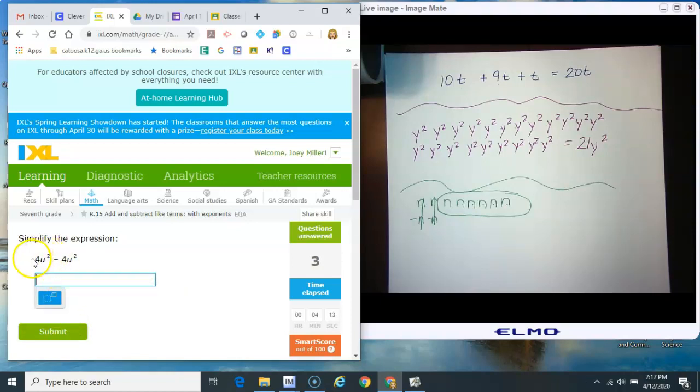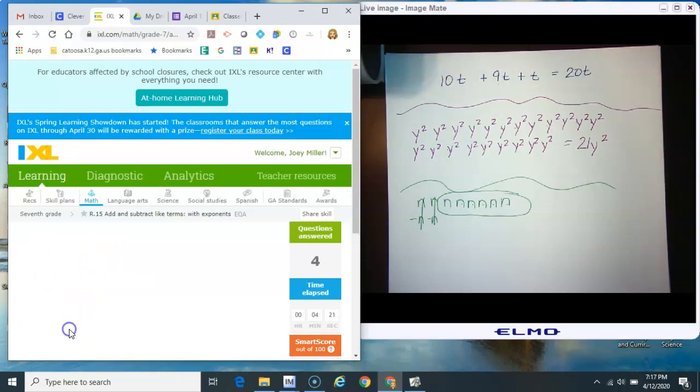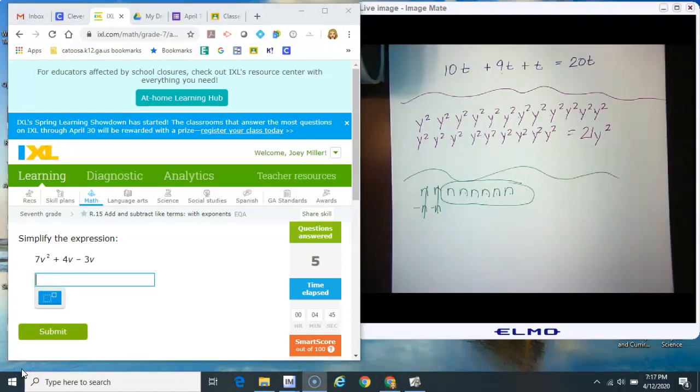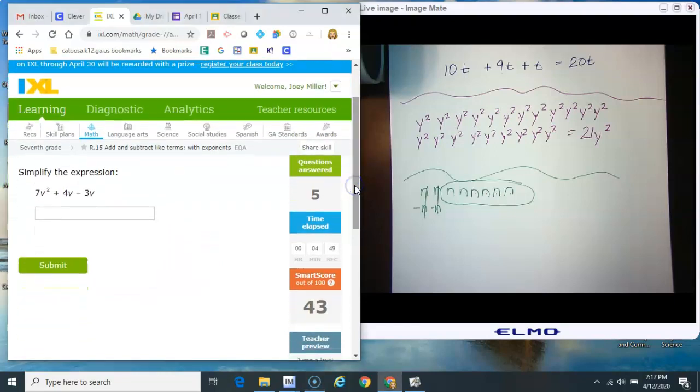So let's think about this one. If I have 4u squared and I take away 4u squared, that means I have nothing left. I have 0. So I skipped ahead to one that's a little bit more difficult so that we can see what that is.